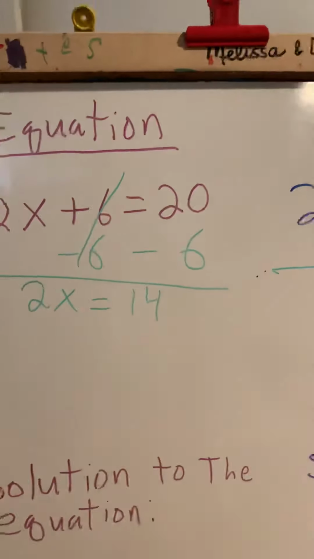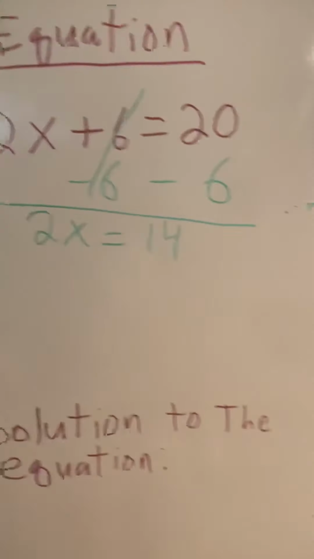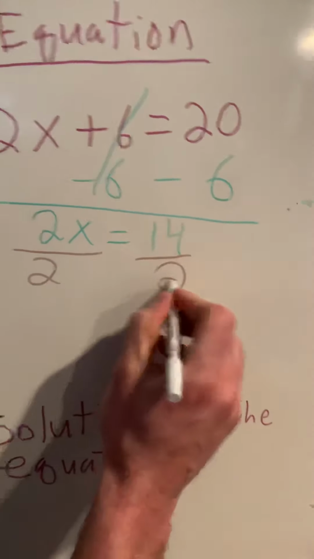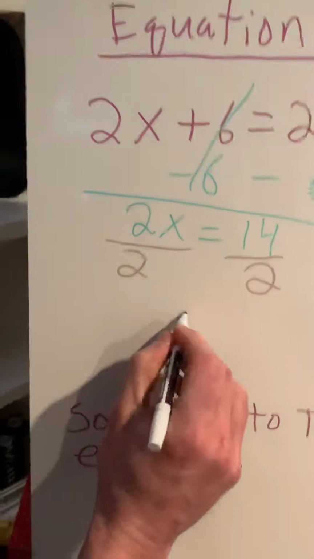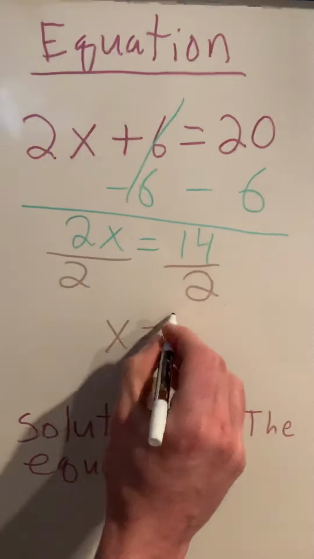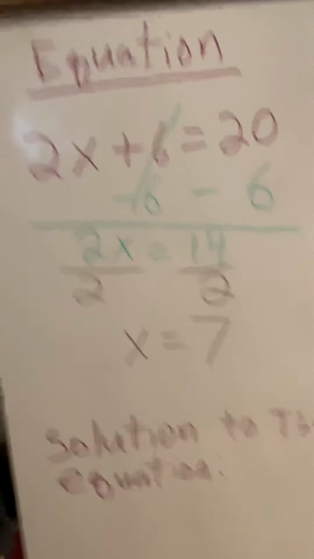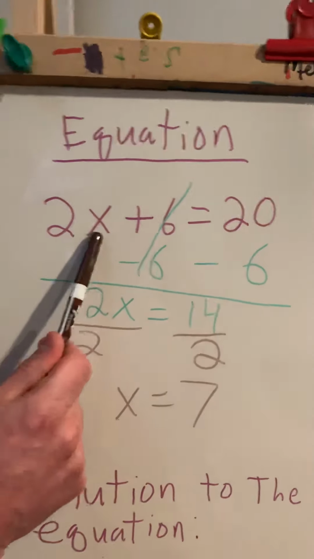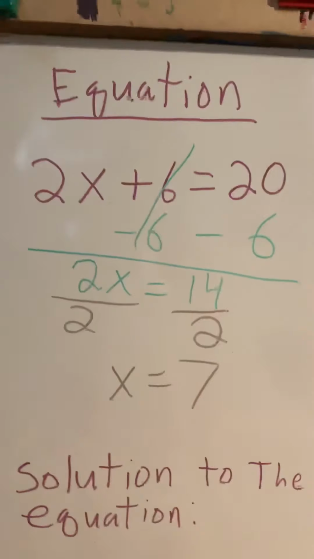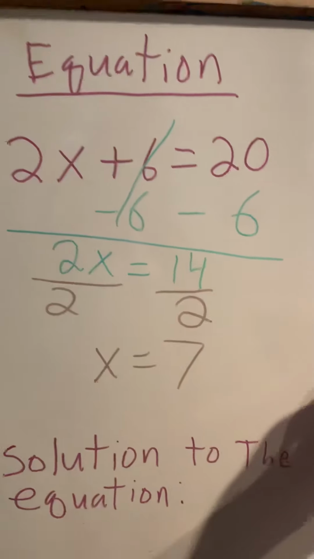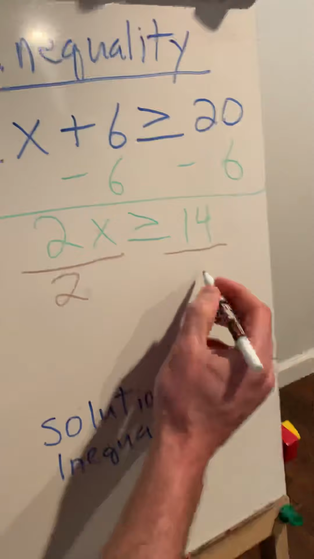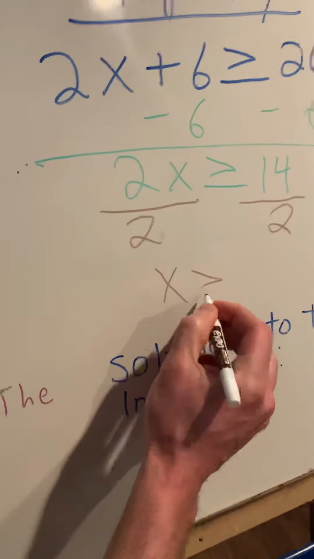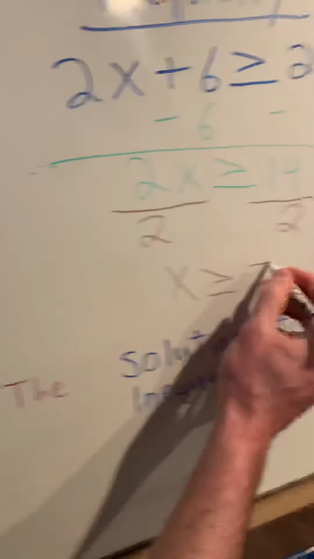Now your final step, remember, is undoing the multiplication. So we're going to use division to undo the multiplication. We're going to divide both sides by 2. That leaves me with x over here and 7 over here. So the solution of this equation is x equals 7. X has to equal 7 for this equation to be true. Now with the inequality, I'm going to follow the same steps. I'm going to divide both sides by 2. And that gets me a solution of x is greater than or equal to 7.